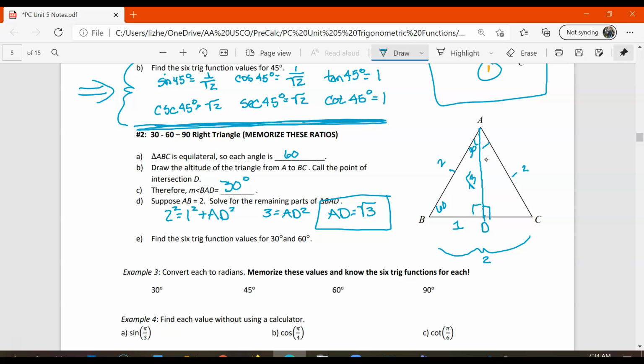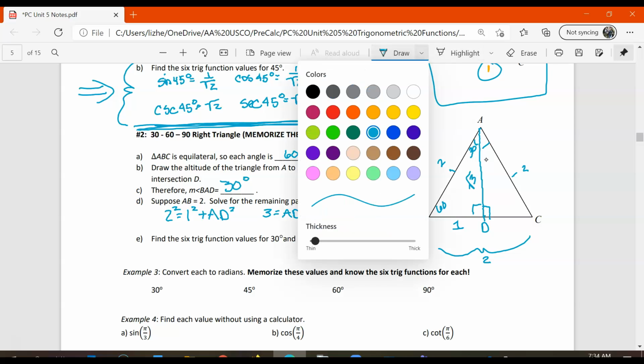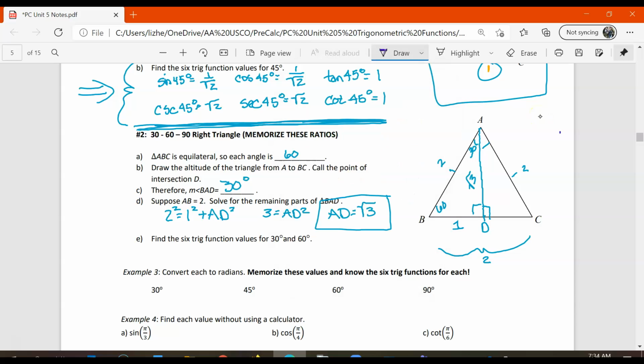You need to memorize these numbers right here. So you need to know the hypotenuse is 2, the shortest side is 1, and the other leg is radical 3. You can always find that because, of course, the hypotenuse is opposite the 90. The shortest side will always be opposite the 30. So even if you draw a messy triangle, you know whichever angle you choose to be 30, the opposite will be 1. The other leg is radical 3, and the hypotenuse is 2.